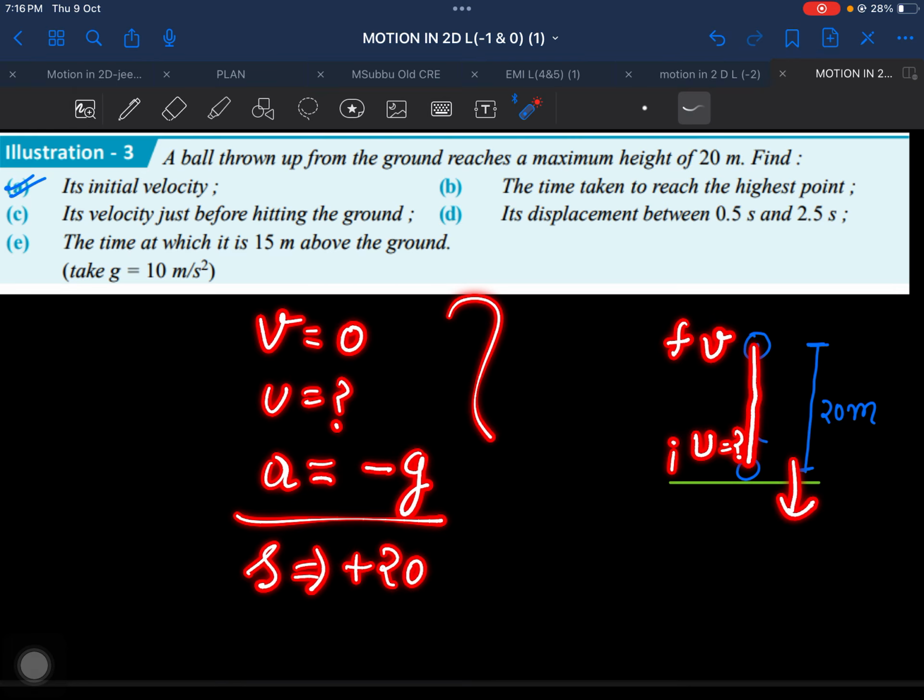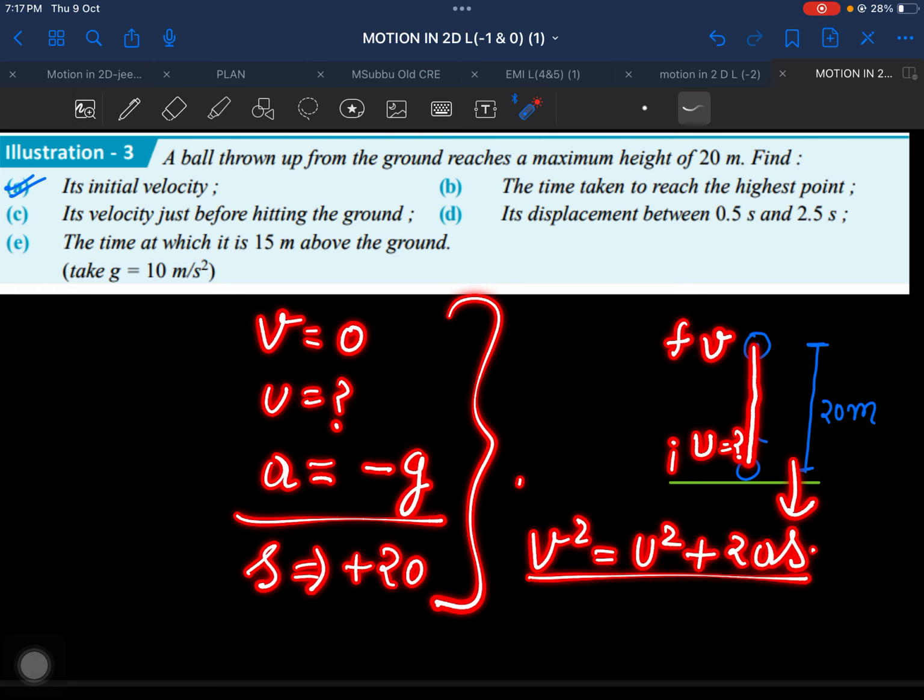Check all of you. Which equation will you use? Yeah, third equation, right? First equation is v equals u plus at, second equation is s equals ut plus half at square, and third equation is v square equals u square plus 2as. So from here you will have v square as 0, u square you have to find, plus 2, a is minus g, and s is 20.